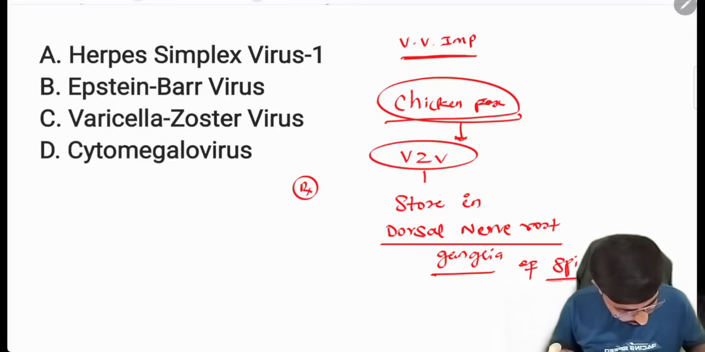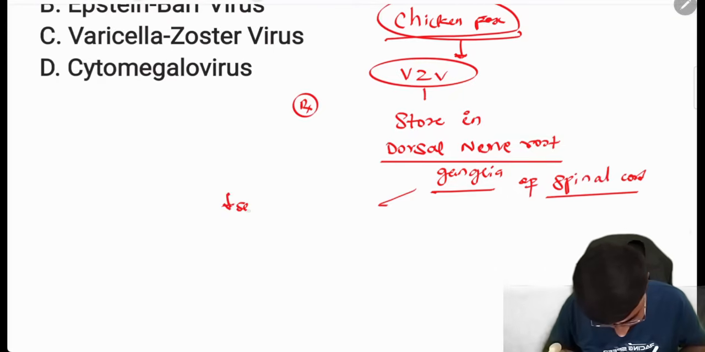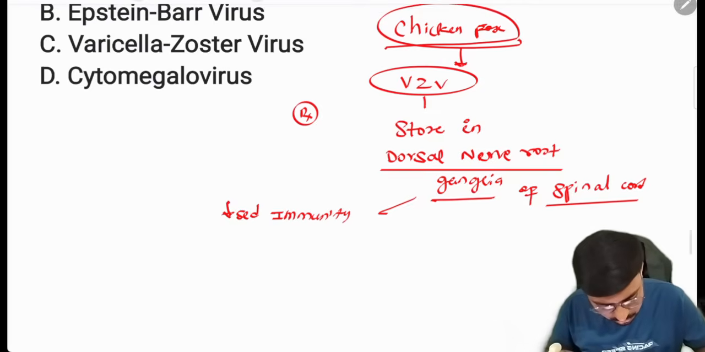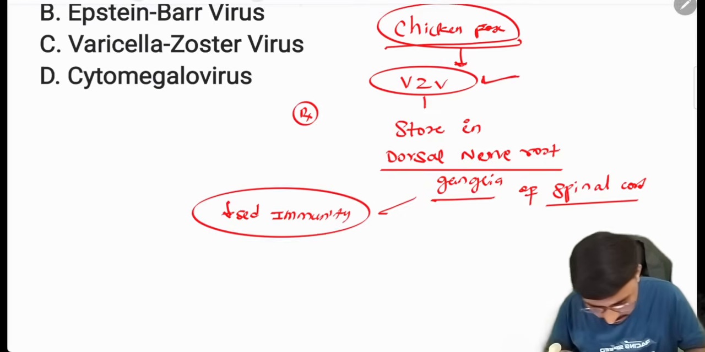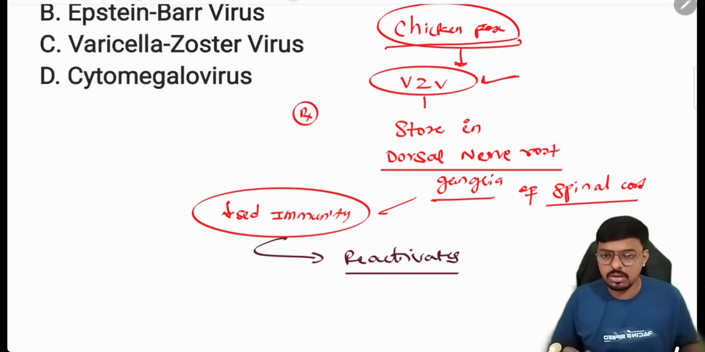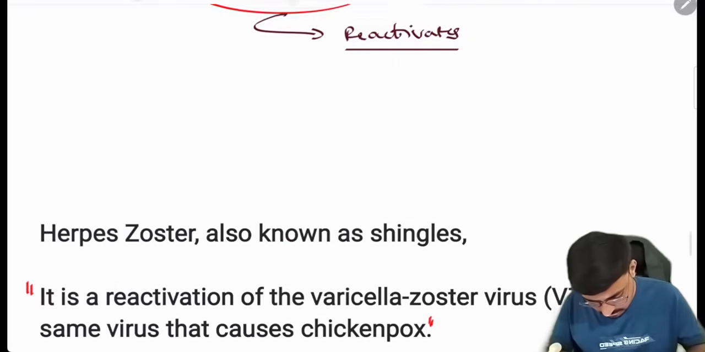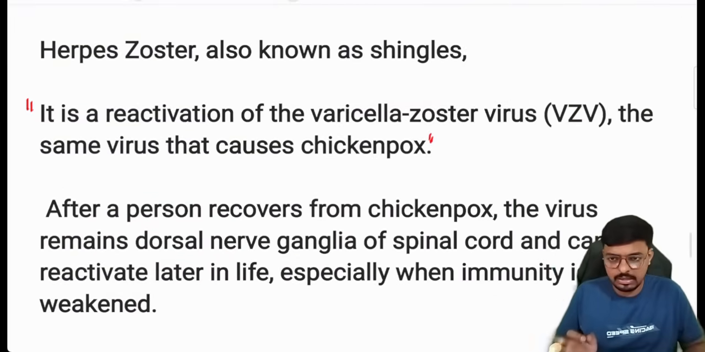Whenever the patient has decreased immunity, this particular varicella zoster virus gets reactivated, and it causes a very important condition called herpes zoster. So this herpes zoster will be a very important thing.